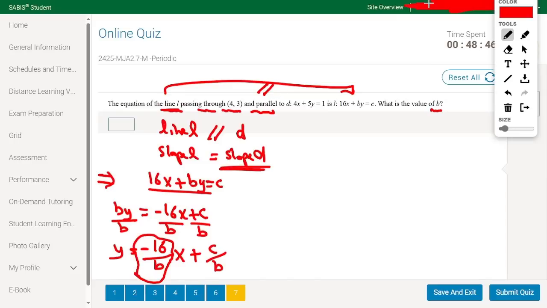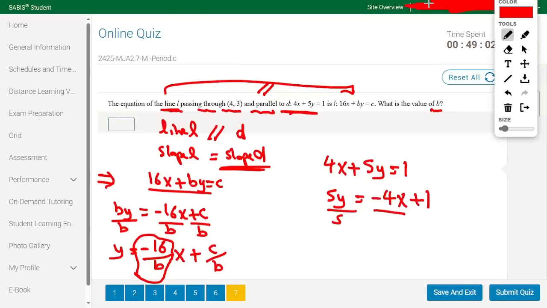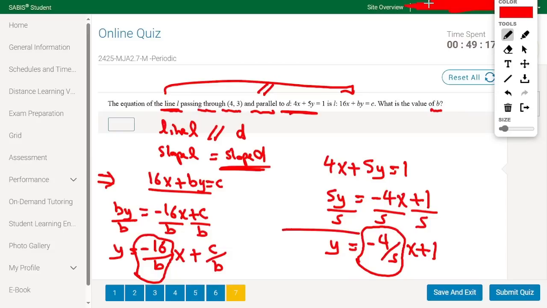Now let's get the slope of line D. The equation of line D is 4x plus 5y equal to 1. So 5y equal to minus 4x plus 1. Divide by 5, divide by 5, divide by 5. So y will be equal to minus 4 over 5 x plus 1 over 5. So we'll have here the slope of the line D equal to minus 4 over 5. So now we have the two slopes.